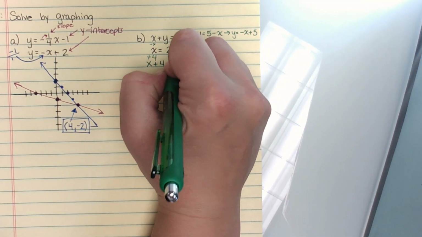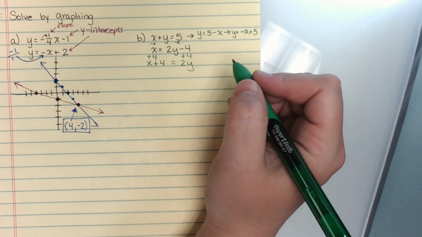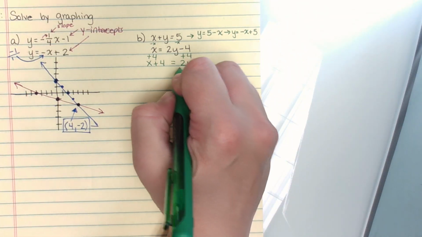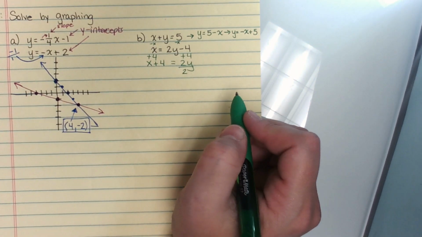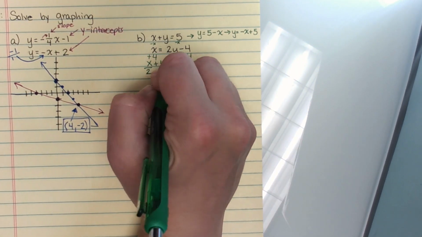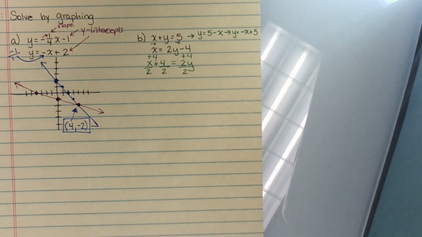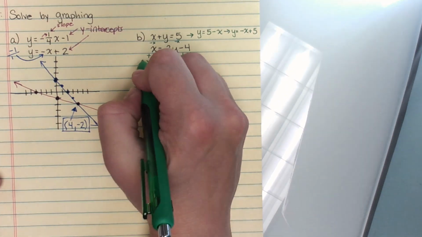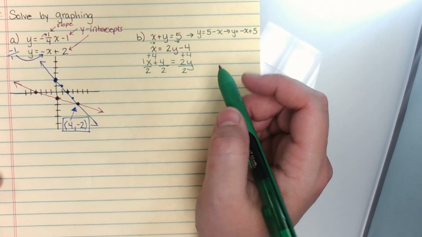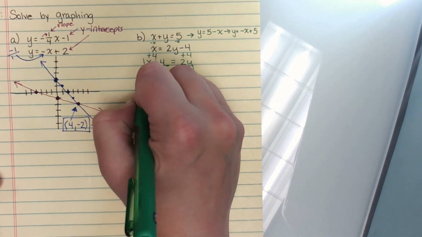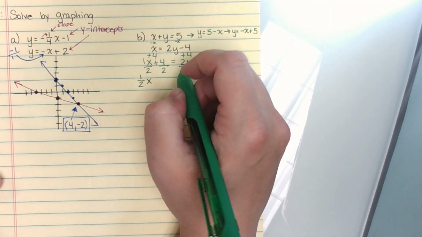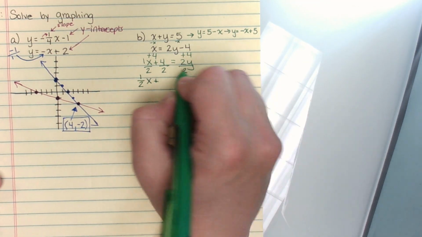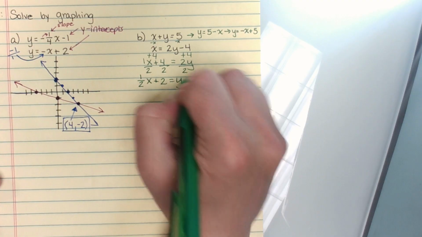I get x plus 4 equals 2y. Now to get y alone, I divide by the 2. If you divide one thing, you divide everything specifically. What number hides in front of this x? 1. So, that becomes 1/2 x plus 4 divided by 2 is 2 equals y.